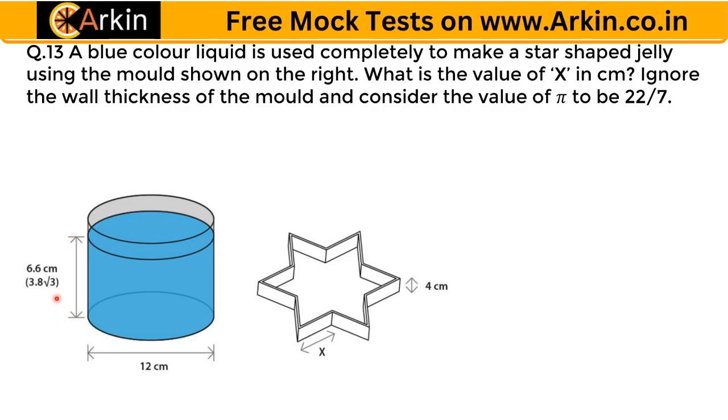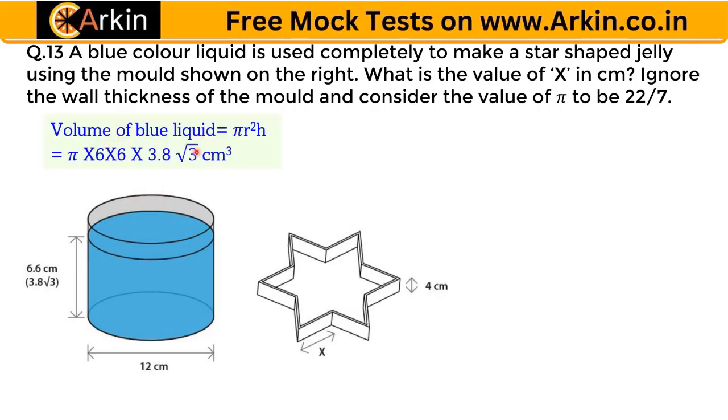So first let us find out the volume of this blue liquid. Volume of a cylinder we know is pi r square h. So the volume of blue liquid will be pi, the radius will be half of 12, so 6 into 6, and the height I have taken here as 3.8 into root 3.